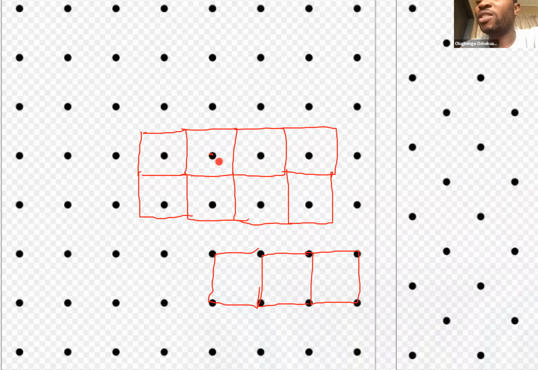So if I say this contains one lattice point, and I said it's having the same area as this, does that make sense? When you look at this closely, if I should ask, how many lattice points do we have in this particular region? Can somebody answer? Somebody should try. How many lattice points do we have in this region?